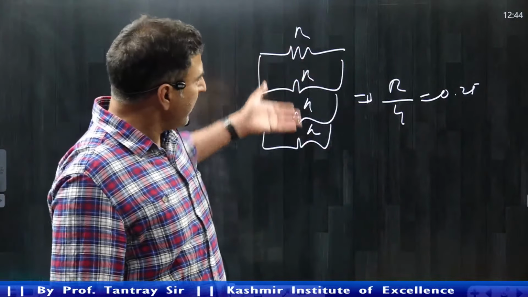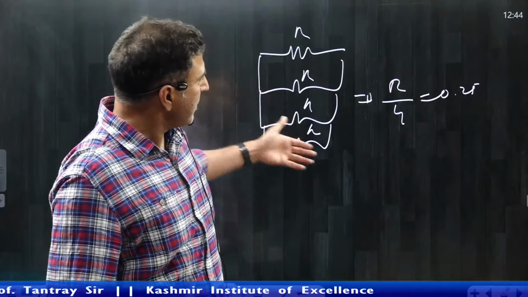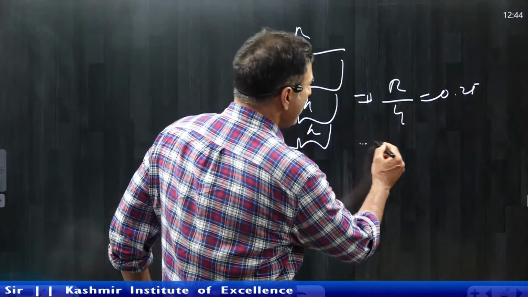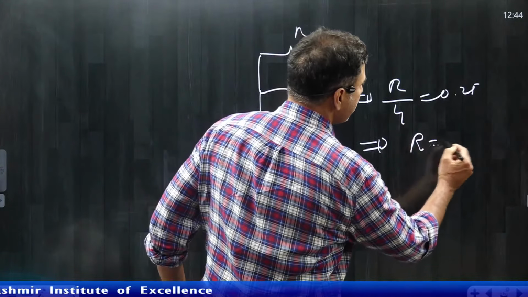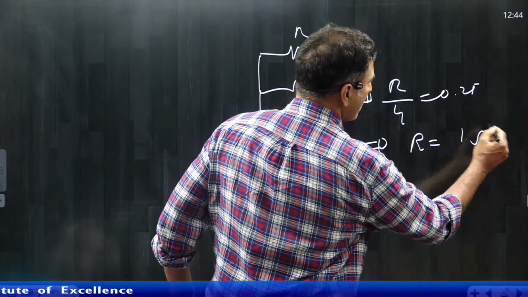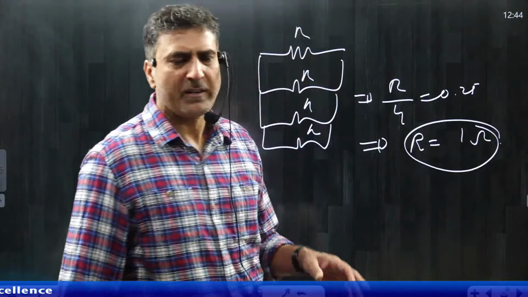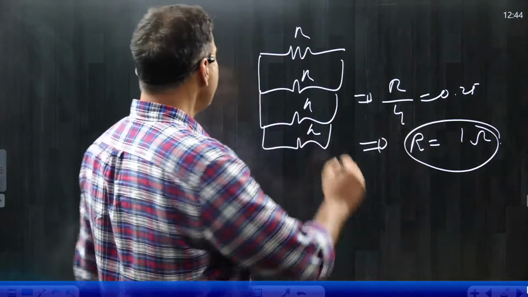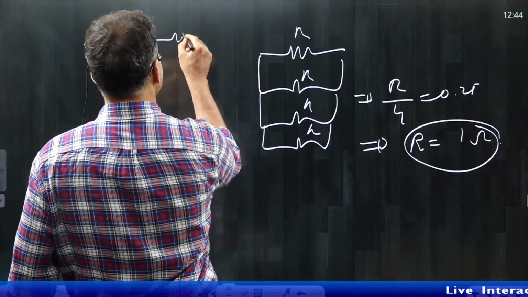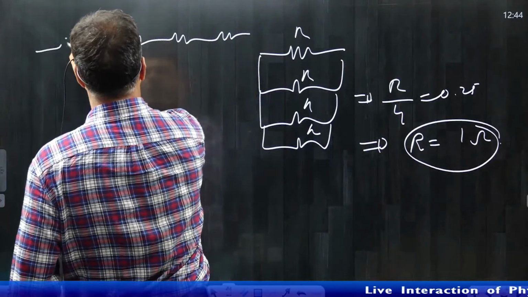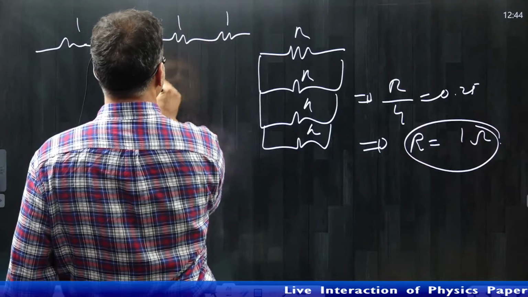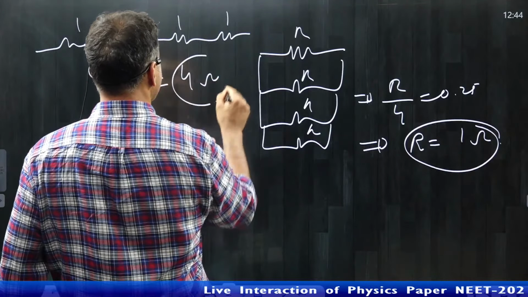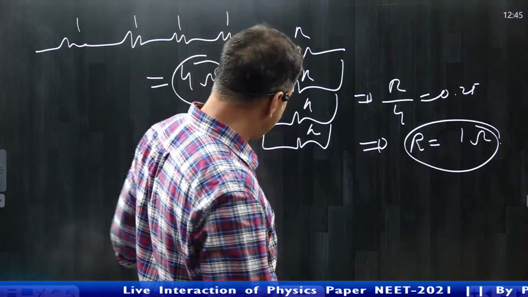He already gives that the parallel combination of 4 resistors is 0.25, and here we will get the resistance of a single resistor, that is 1 ohm. So if I put all these resistors in series now, the answer will obviously be 4 ohms: 1, 1, 1 and 1. The answer is 4 ohms. That's the answer to this question.